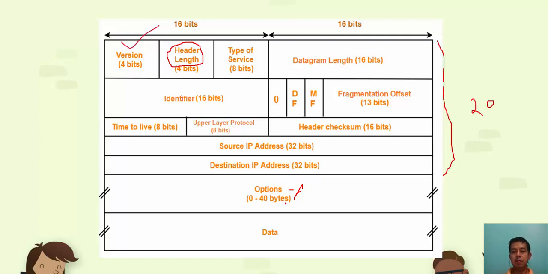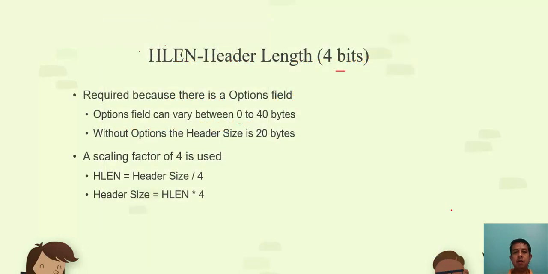So if I have the maximum available data in the options field, then the size of the header would be 20 plus 40, 60 bytes. So the maximum size of a header would be 60 bytes. Now when we provide a value in this HLEN field, it uses a scaling factor of 4. Remember, we are using only 4 bits to specify the size. That's why a scaling factor of 4 is used. So whatever be the total header size, without options this is 20 bytes, with full options this is 60 bytes, this is divided by 4 to get the value of HLEN.